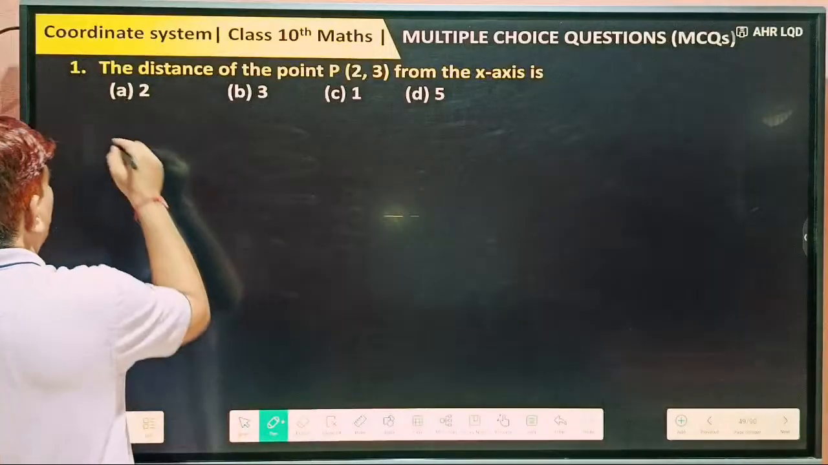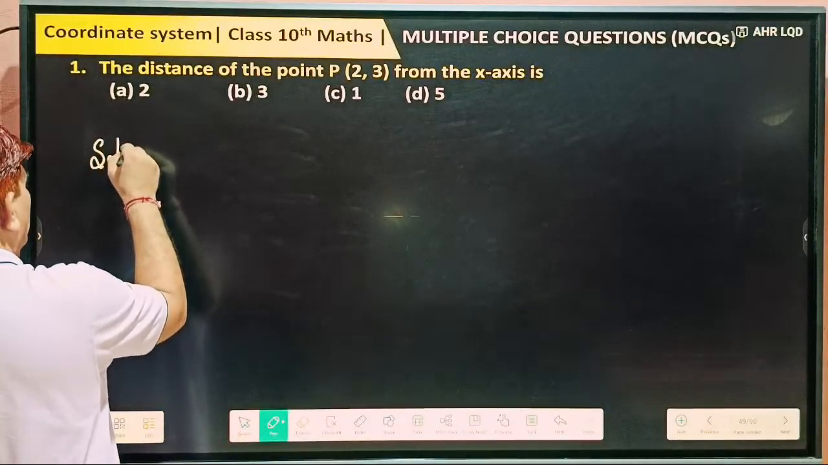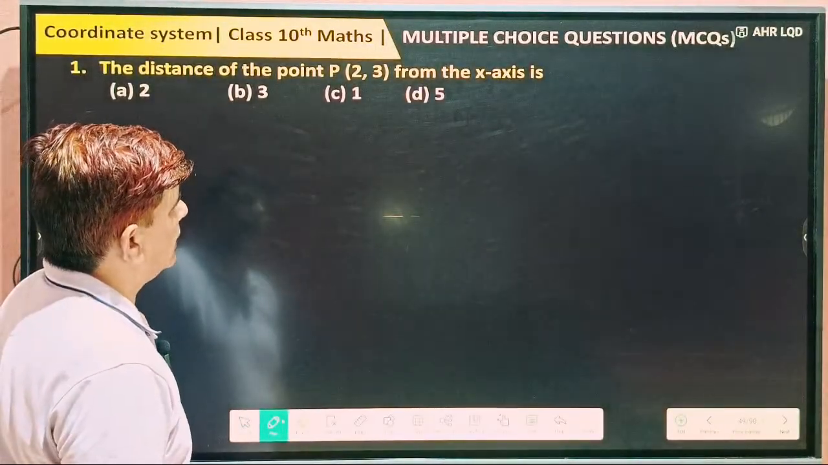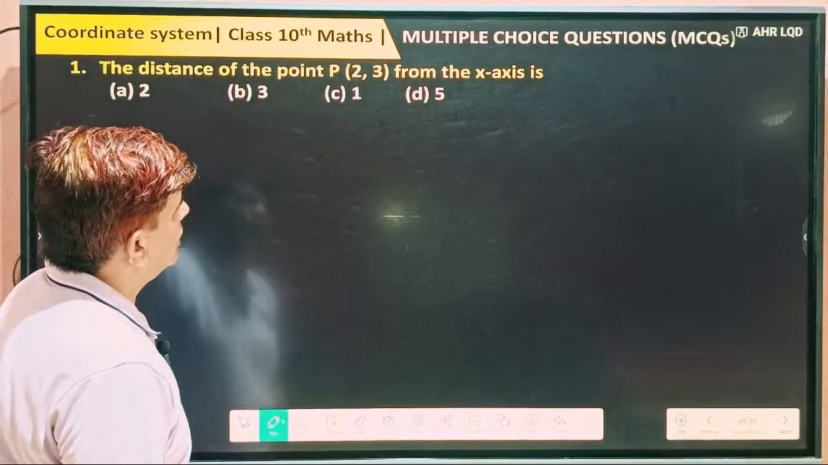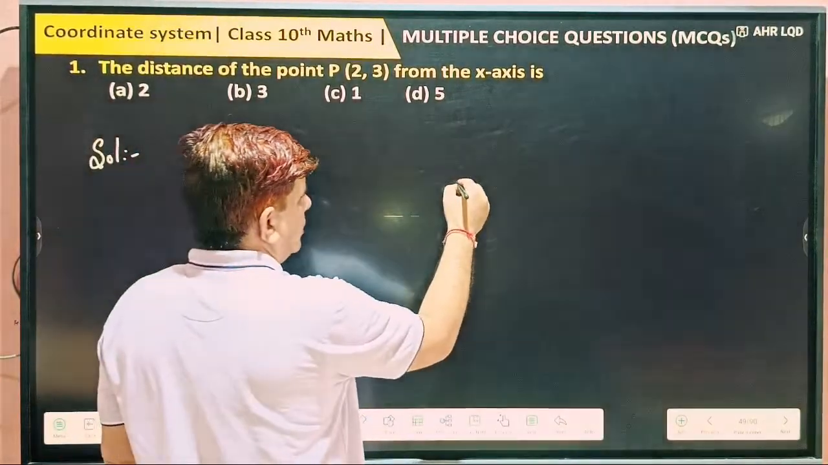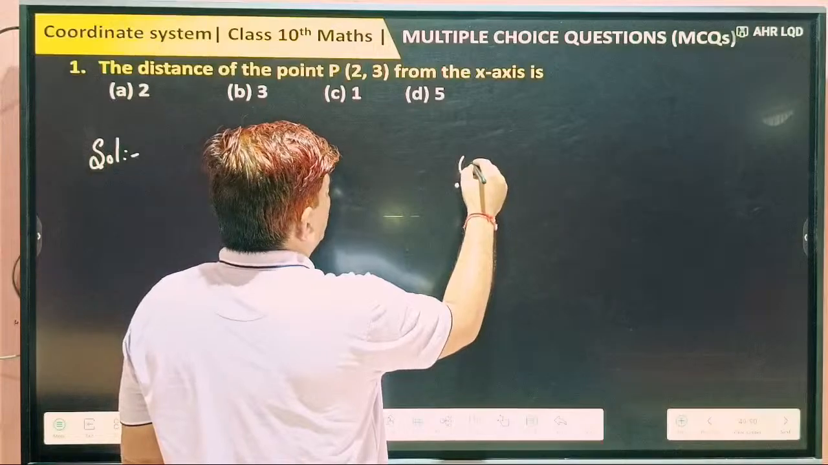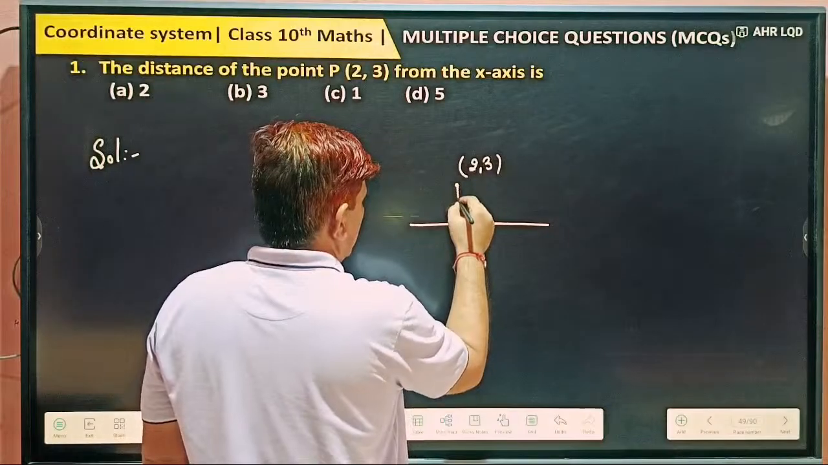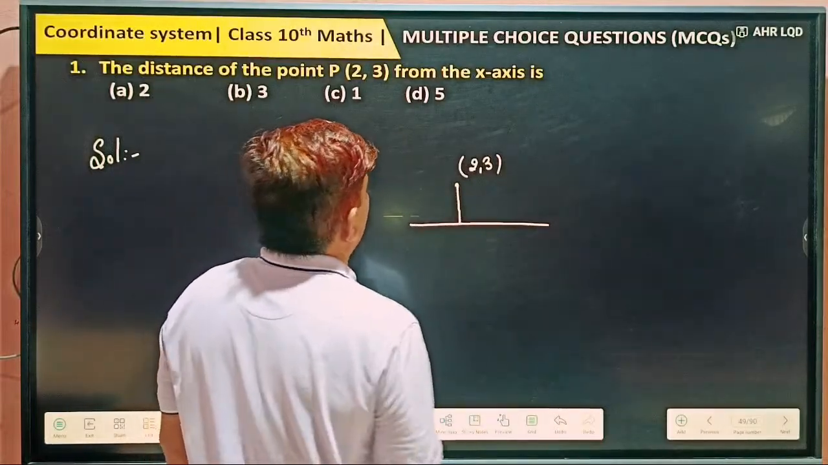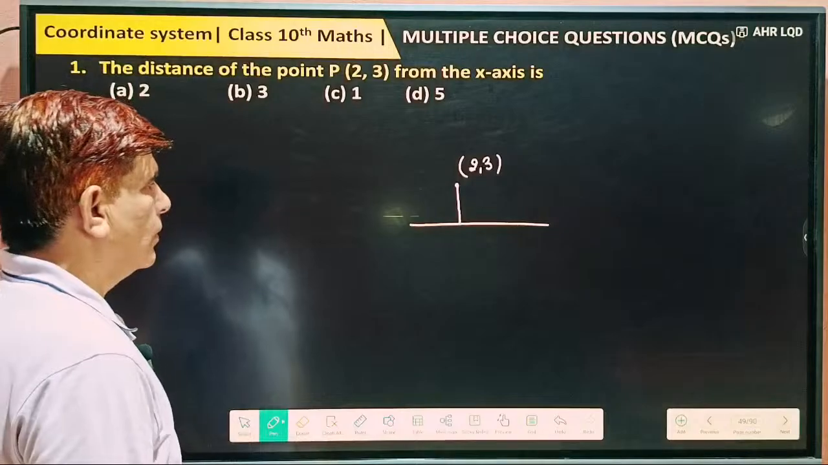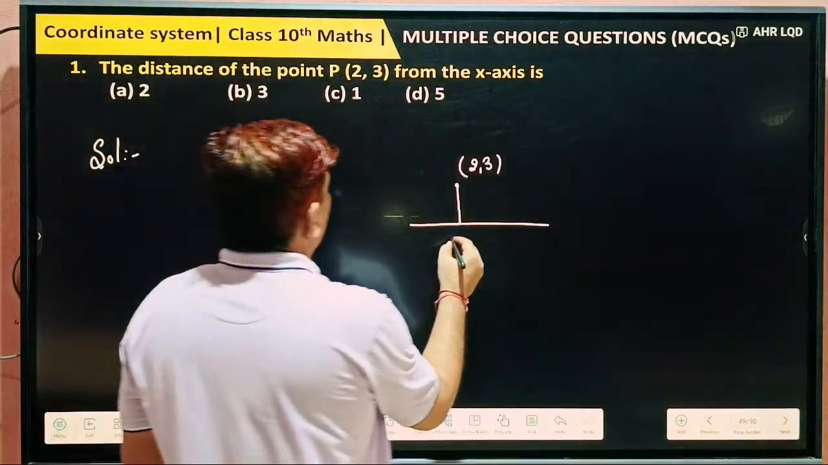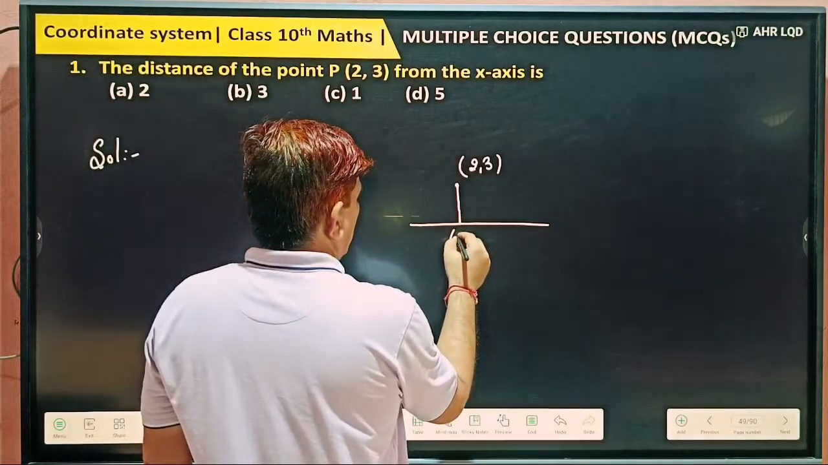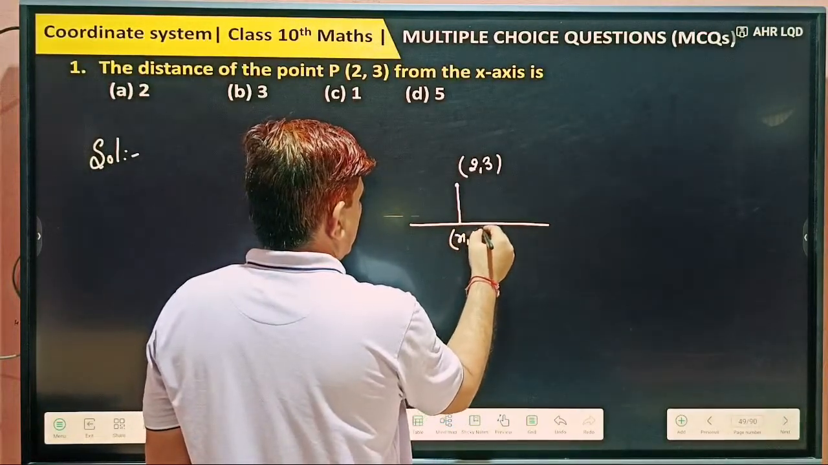Options are given to you. So in the solution here I can write: the distance of a point P from the x-axis is... We have a point P whose coordinates are these, and this is the x-axis. So the distance is this. What are the coordinates of this point? The coordinates of this point are x and y is 0.